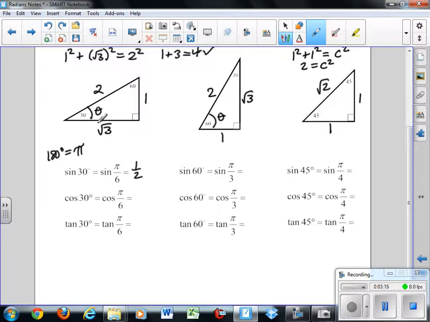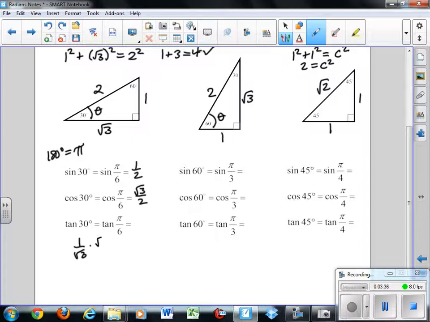hypotenuse, or 1/2. I'm sorry, I said that wrong. The side opposite 30 to the hypotenuse. That is sine. For cosine, side adjacent divided by hypotenuse: square root of 3 over 2. Tangent, opposite over adjacent, which is 1 over the square root of 3.